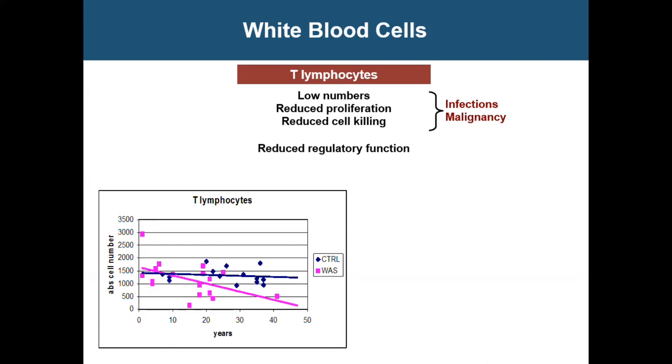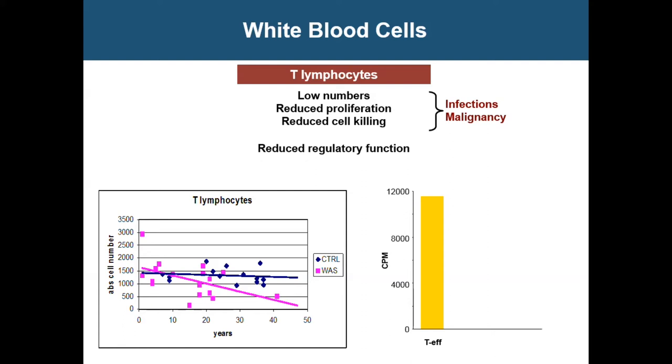Hans also mentioned the problem with reduced regulatory T cell function. Regulatory T cells are this subgroup of T cells that are very important because they control the proliferation of other T cells that, when they are left unchecked, can cause autoimmunity. I'm going to show you a little bit of the way that we study regulatory T cells in the laboratory.